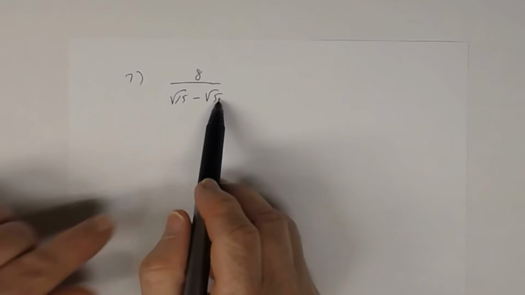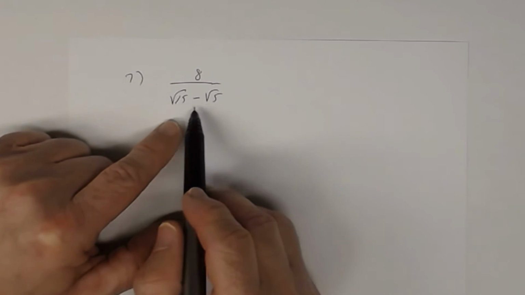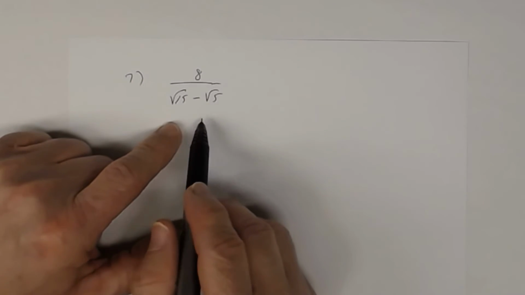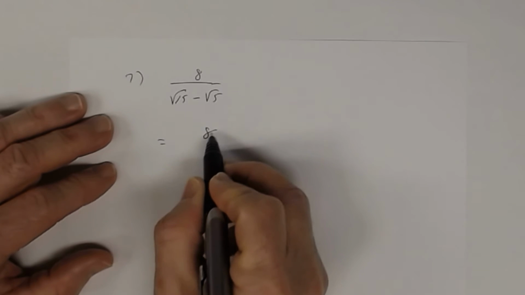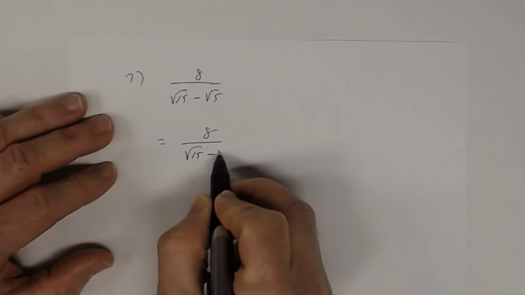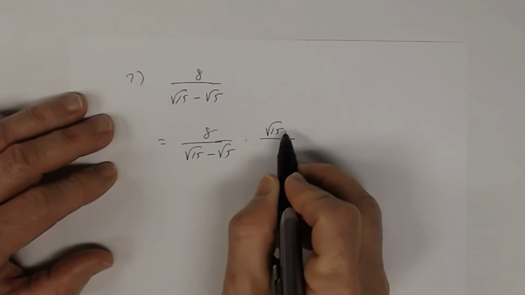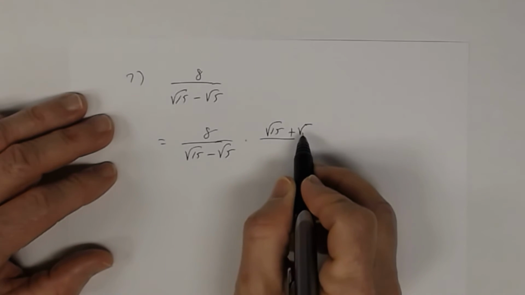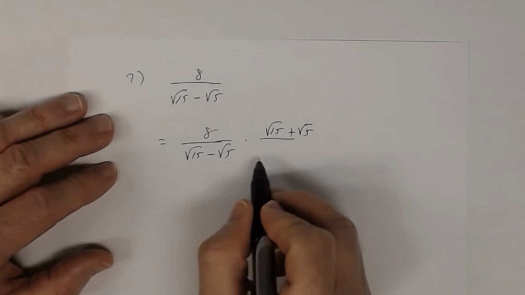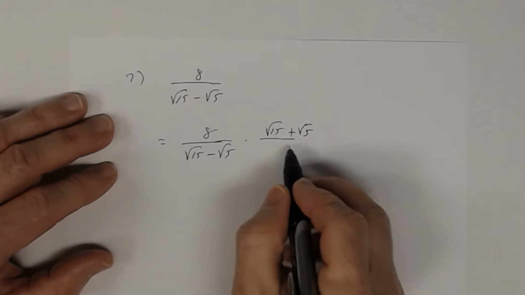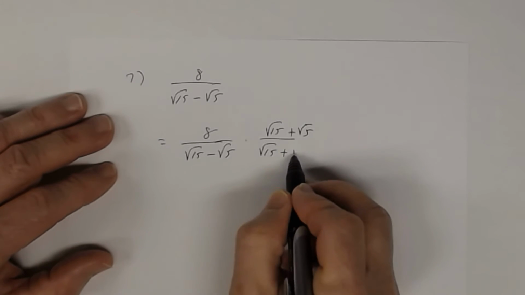All right, so let's go ahead and rationalize the denominator. But since I have 2 terms, I need to use the conjugate. So 8 divided by the square root of 15 minus the square root of 5. So I'm going to multiply both numerator and denominator by the conjugate, which is the square root of 15 plus the square root of 5, right? The sign changes in the middle. Square root of 15 plus the square root of 5.